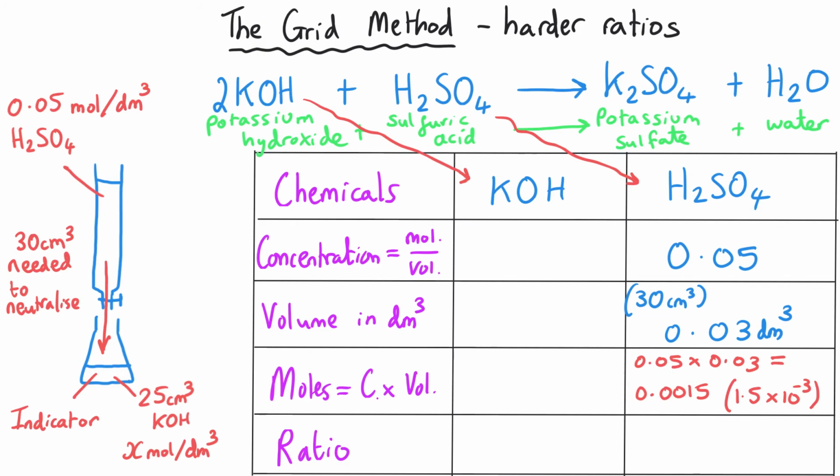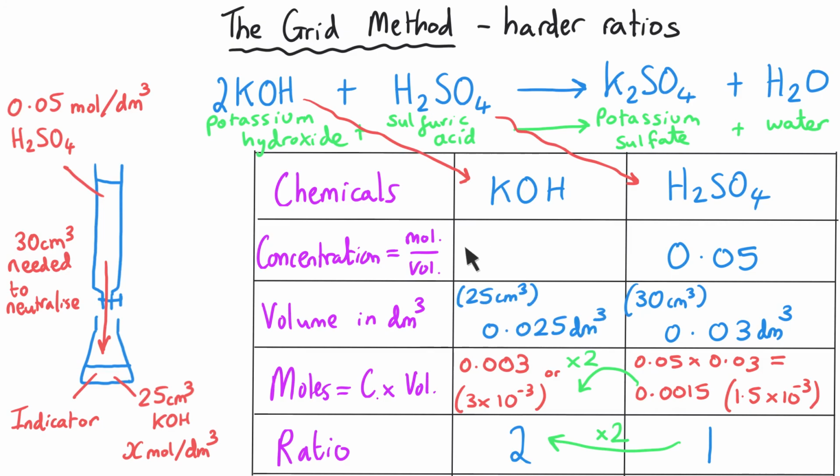The mole ratio from the equation says that we need 2 potassium hydroxide for every 1 sulfuric acid. So those ratios need to go in here. And what that means is, however many moles of sulfuric acid we've got, we will need double the number of moles of potassium hydroxide. So we need to double this value that we've just calculated, and that will turn it into 0.03 moles of potassium hydroxide. Again, could be in standard form.